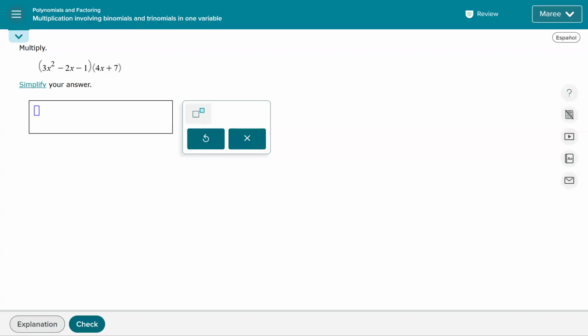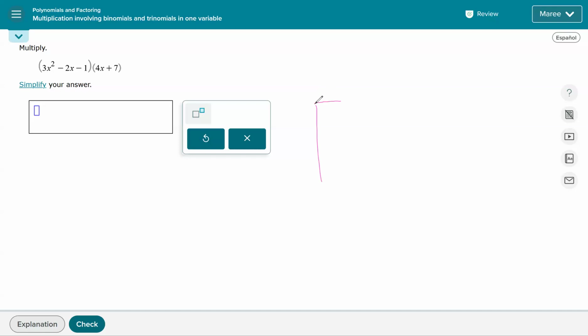This topic is called multiplication involving binomials and trinomials in one variable. There's multiple ways I could teach you how to do this. We're basically doing the distributive property, multiplying each term from the first parentheses with each term in the second parentheses. But this is the best way I like to explain it. So this is a 3-term by 2-term.